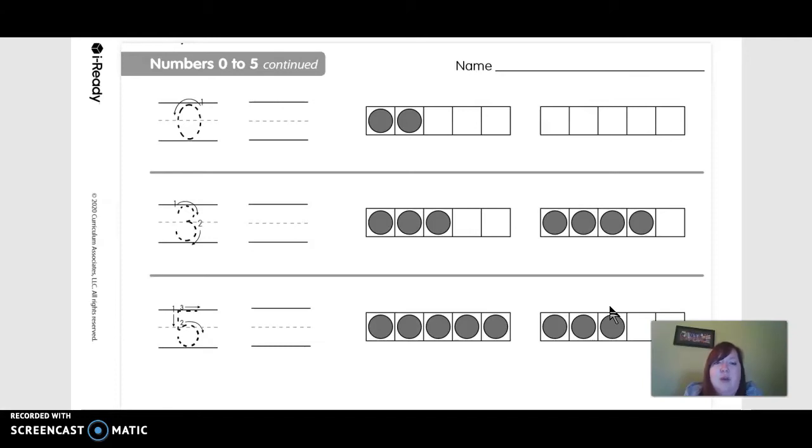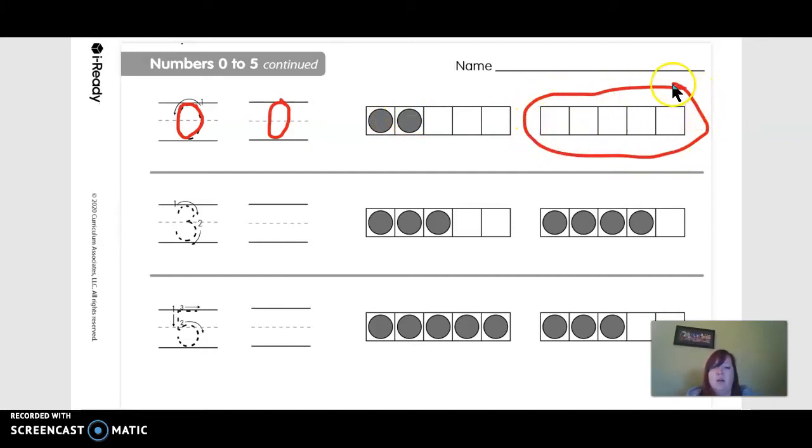All right, so the first one, what number is that? That is the number 0. It is not the letter O, it is the number 0. So you're going to trace 0. And then you're going to write the 0. Now, which 5-stick shows 0? Should there be any dots in the 5-stick? No. So is this a 0? Nope, there's 2. Is this a 0? Yes, so you circle that.